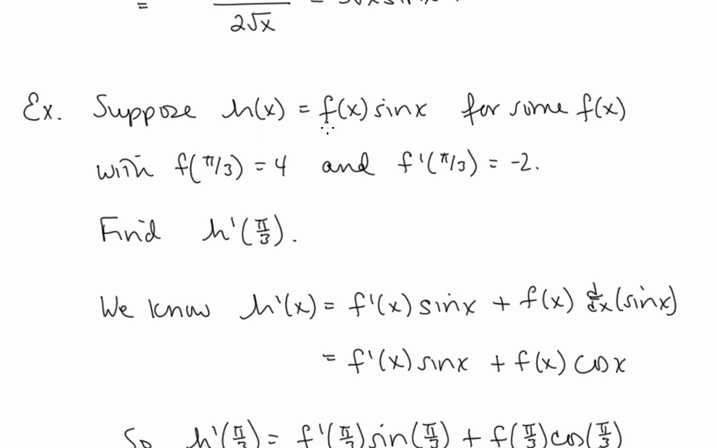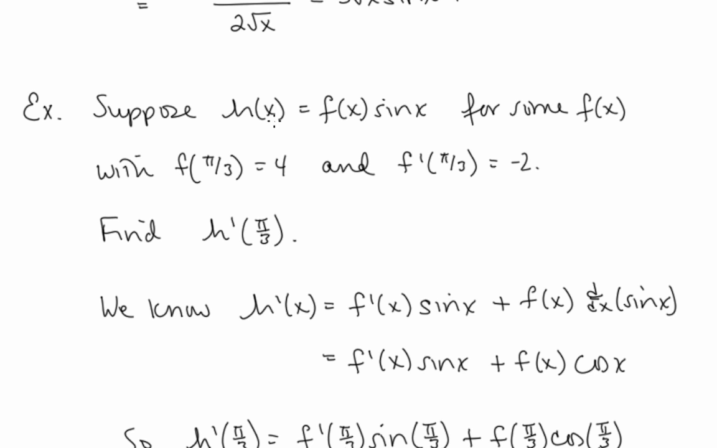Suppose h of x is equal to f of x sine x for some f of x with f of pi over 3 equaling 4 and f prime of pi over 3 equaling negative 2. Find h prime of pi over 3. So here we're asked to take the derivative of h of x, but all we know is that it has this function f of x here. We don't have the formula for f of x. But that's okay. We do have enough information to be able to find h prime of pi over 3.